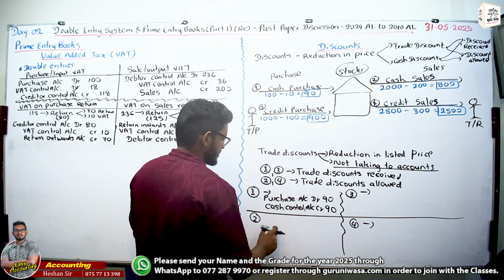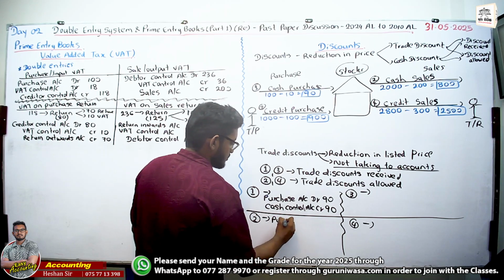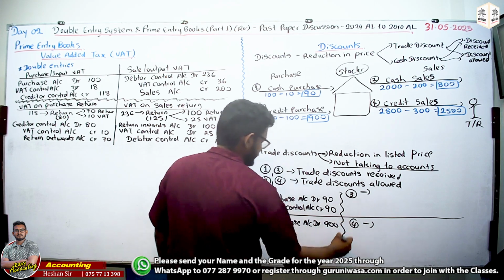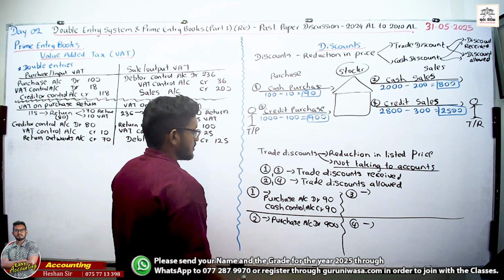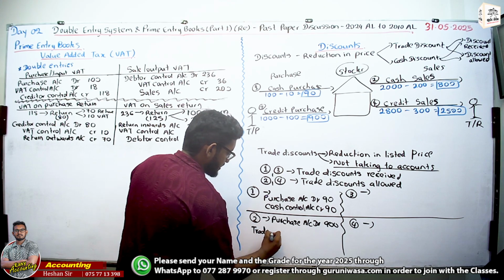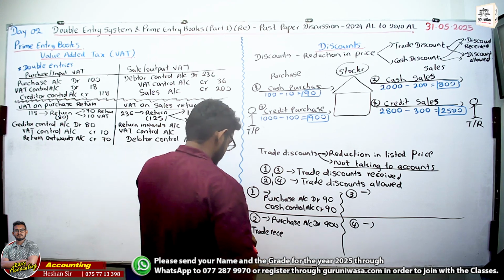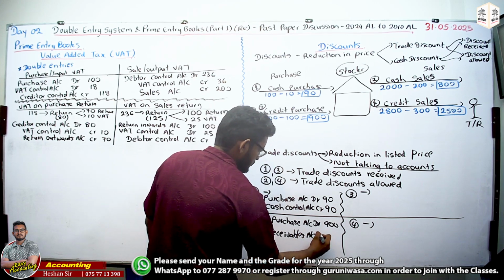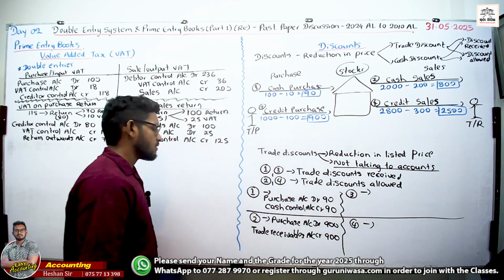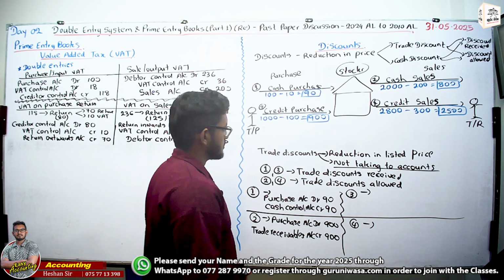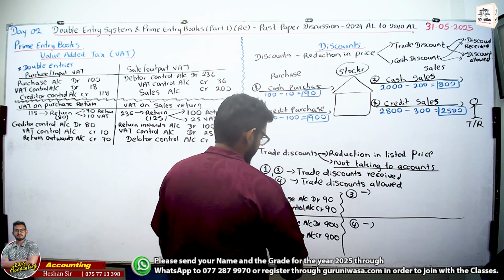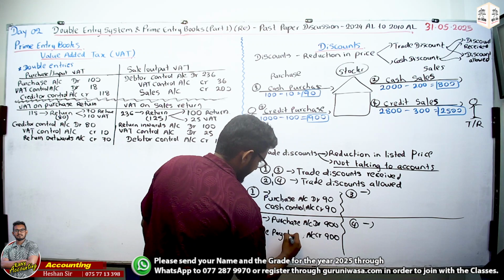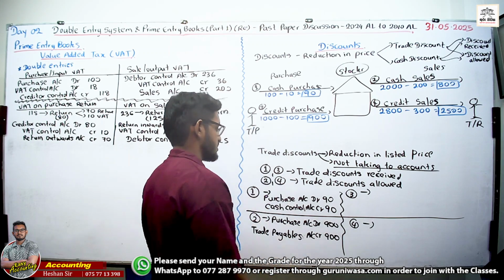Credit basis purchase: purchase account debit 900, trade receivables account credit 900. Sorry, trade payables. So trade payables, the creditors.